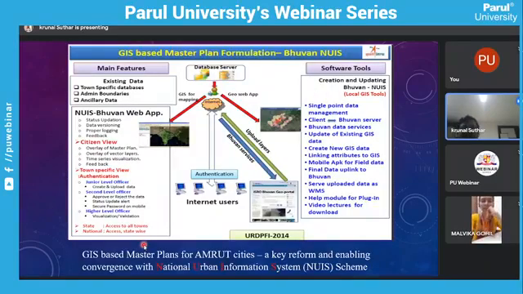So using a GIS base, it is converted to multiple parts. See, Amrit City is a key for reform and establishing, and with the help of the National Urban Information System, NUIS, it is connected. So you can see there is one internet service. It is GIS for the mapping, web applications, permissions and authentication levels, and ISRO data. So all are combined as one source.